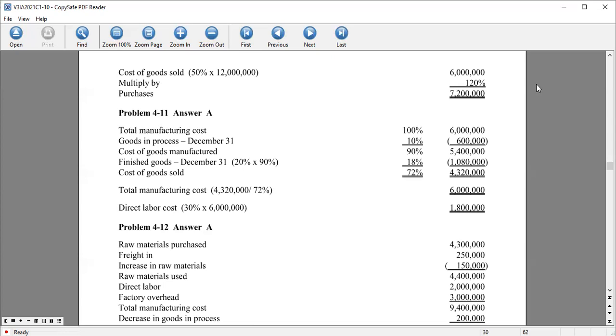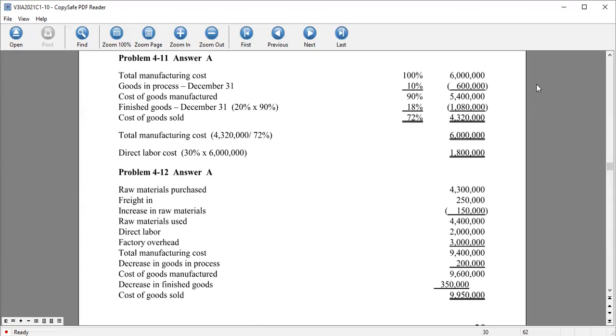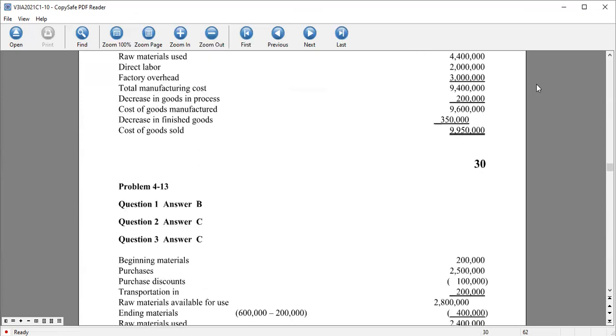150,000. So finally, the raw materials used, and add direct labor and factory overhead. We have the total manufacturing cost, and we have a decrease in goods in process to be added. Why do we add? Because beginning goods in process is normally added and the ending is deducted. So if there's a decrease, meaning the beginning is more than the ending, you have to use the sign of the bigger amount, and that is your goods in process beginning. Then we have the cost of goods manufactured, and finally a decrease in finished goods is still to be added, and we have the cost of goods sold. That's now for requirement number 12.